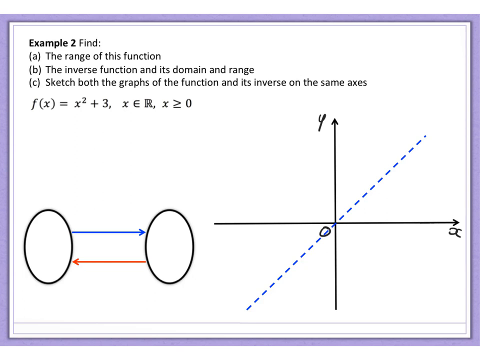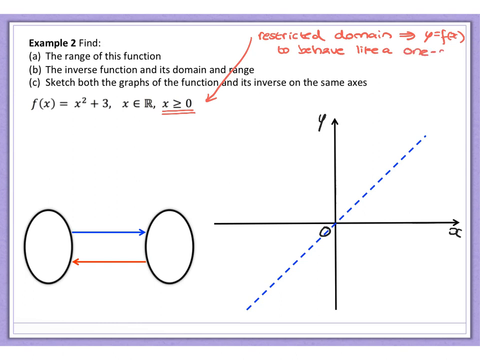Let's look at another example. So we have f of x equals x squared plus 3. X is a real number and x is greater than or equal to 0. Note, this piece of information here restricts the domain of this quadratic function and turns it into a one-to-one function. So let's make a note of that. So that's a restricted domain which forces f of x to behave like a one-to-one function.